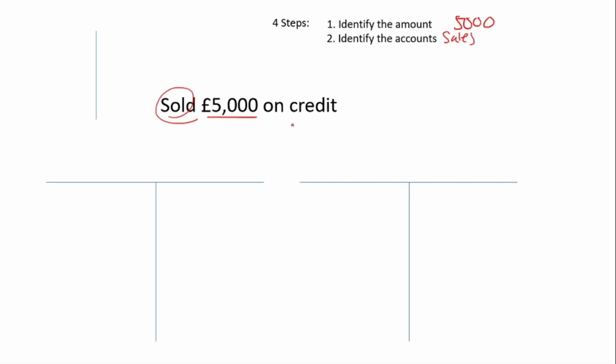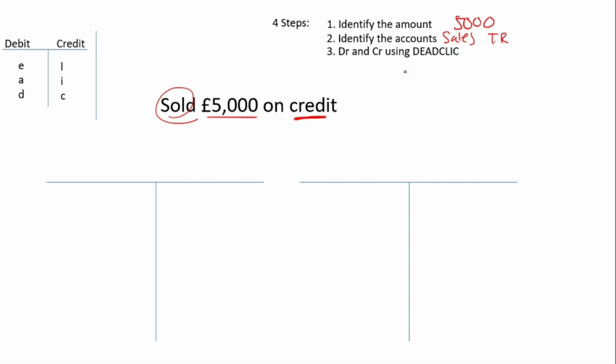But it has nothing to do with bank because they sold on credit, which means that on the day they sold the goods to a customer, they do not receive the money because they probably offered them 30 days credit. So maybe after 30 days they'll receive the money. So we're going to write trade receivables, which is also known as customers.